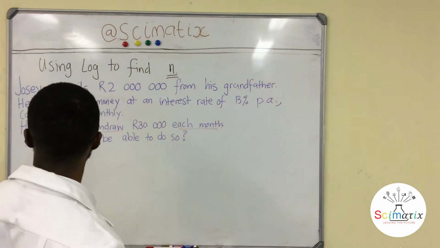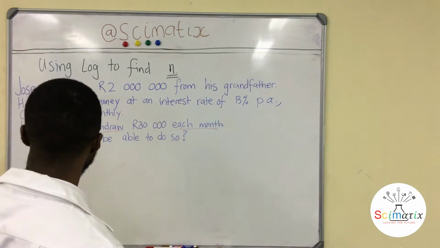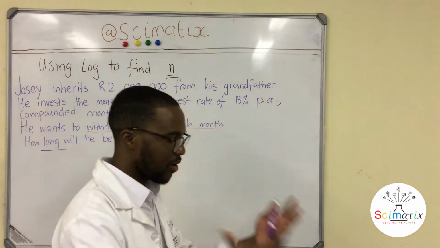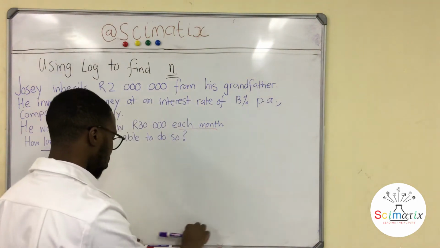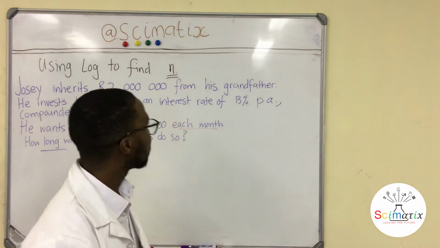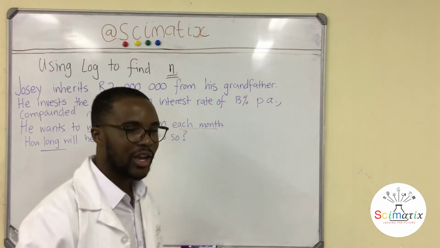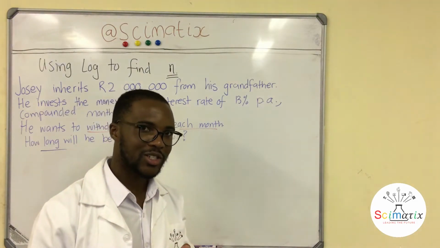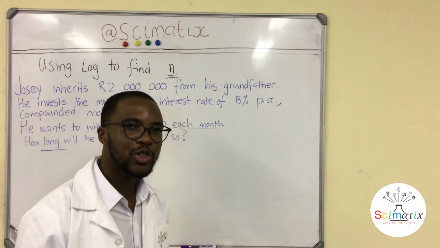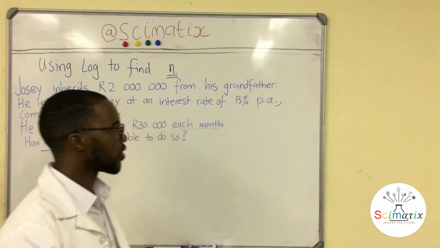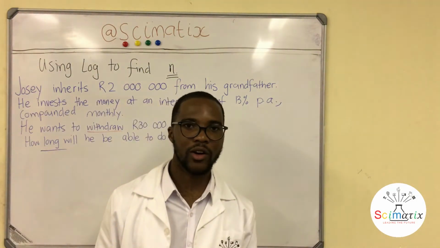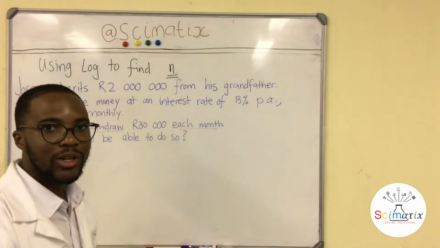What else do we know? That's all we know. The question says, how long will he be able to do so? To do what? To withdraw the money from the bank. This question is going to illustrate two things. First, how to use log to find n. And the second is how do you know which formula to use? We have the future value formula in our heads, and we have the present value formula. So how do we know which formula to use?